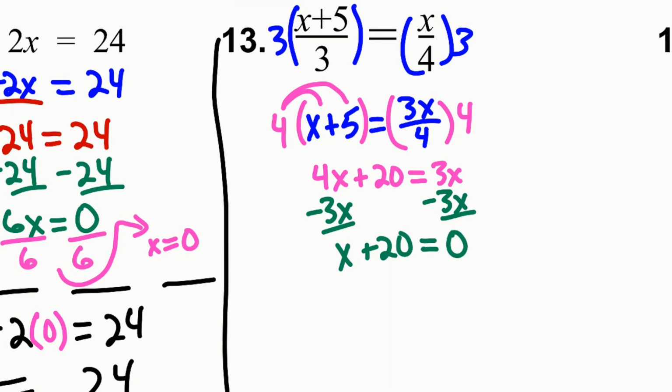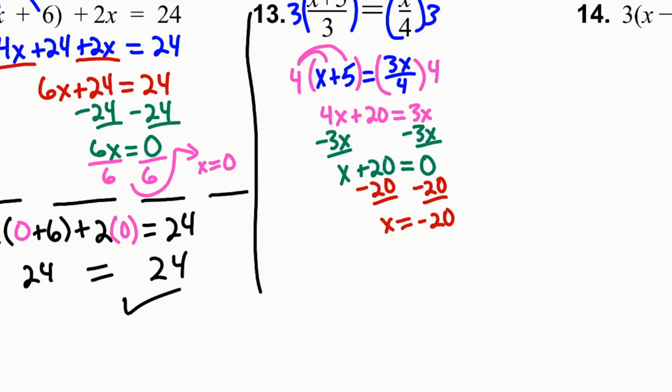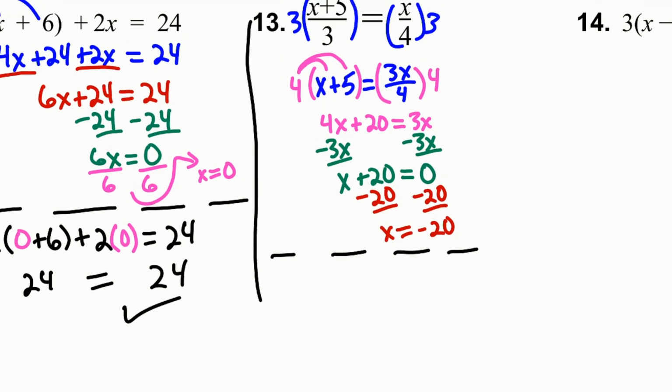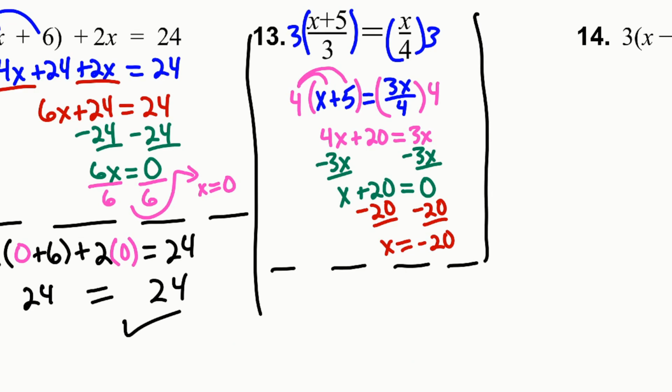Now, I wanted to do it this way because I've had folks who forget that it equals, they lose their equal sign here. Like, where did it go? But we need to remember that what we did equals 0 because 3x minus 3x is 0. Now we can subtract 20 from both sides, and we get x equals negative 20. We're going to check our work by plugging in negative 20 into x in our original equation.